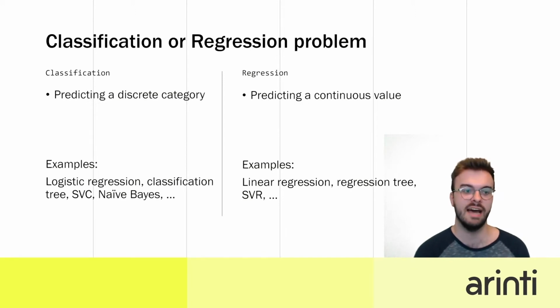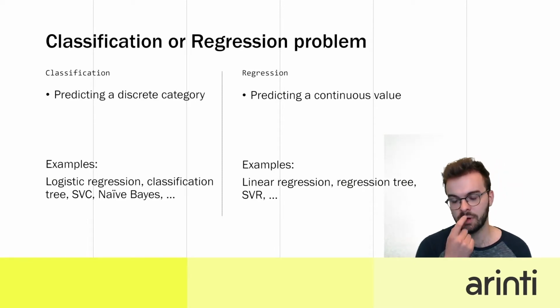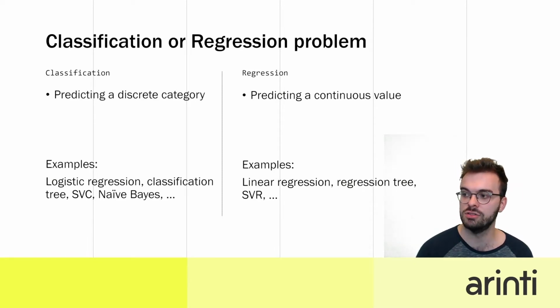Next step is to decide on, are we doing classification or are we doing regression? Also a fairly simple step. Regression is when we are predicting a continuous value, and classification is when we are predicting a discrete category or a probability of a discrete category. For example, if you're predicting the value of a stock price in the coming weeks, then this is a regression problem because you have continuous values.